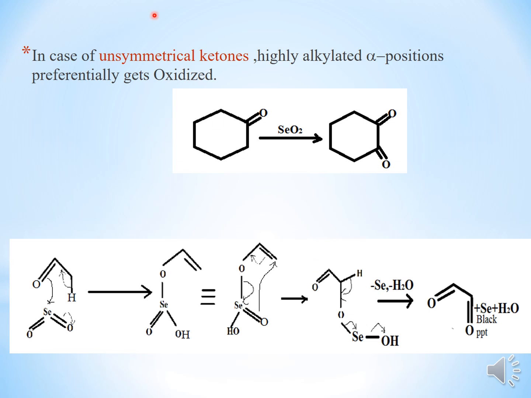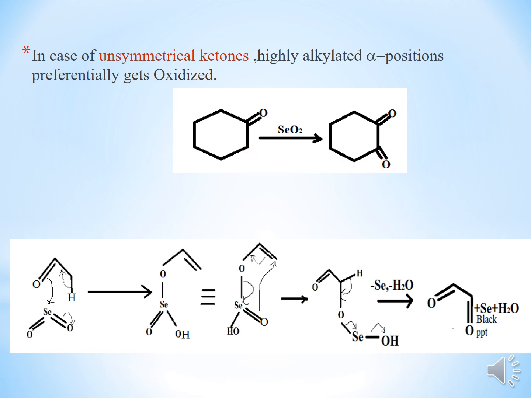What happens in the case of unsymmetrical ketones? In the case of an unsymmetrical ketone, the highly alkylated alpha position gets readily oxidized. This position is getting oxidized to the ketone group.